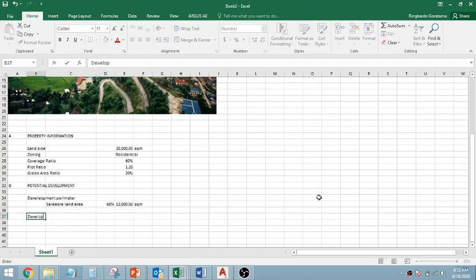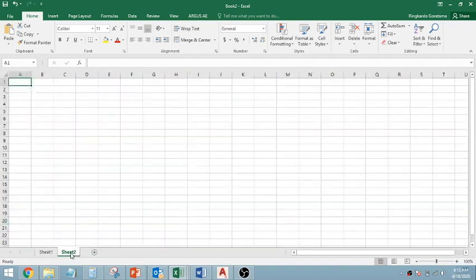So the development product will be, for example, residential with type 30/60. 30 is the building area, 60 is the land area. And the next is to find out the price per unit. So next we need to analyze how much is the selling price per unit.